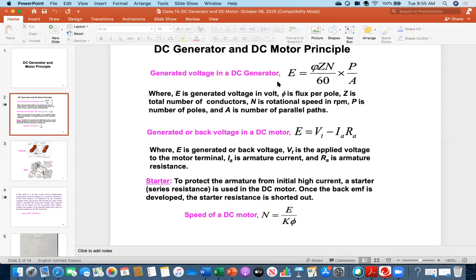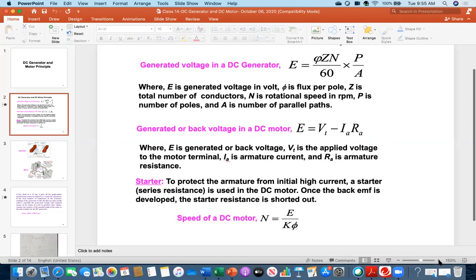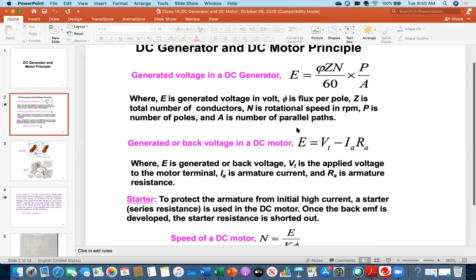Okay, have you written down the meaning of those symbols? Please write down the meaning of those symbols in the equation. Like E is the generated voltage in volt, phi is the flux per pole, capital Z is the total number of conductors, and capital N is the rotational speed in RPM, P is the number of poles, and A is the number of parallel paths.